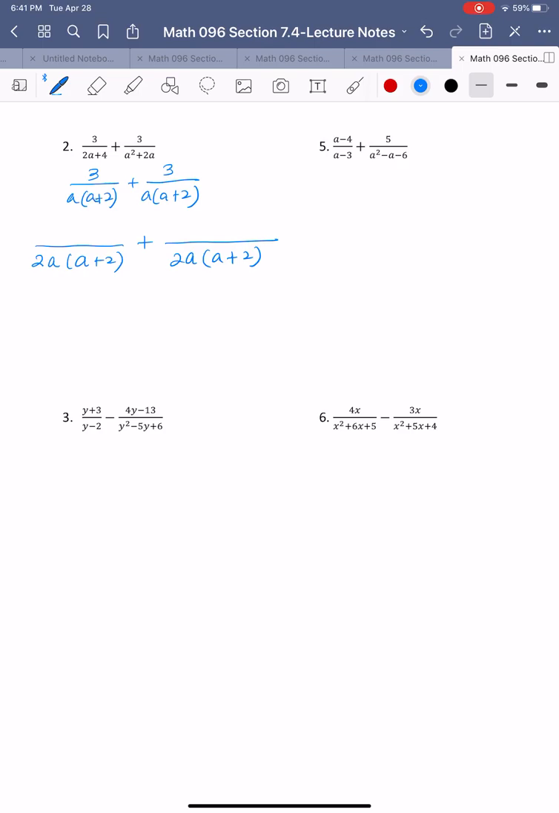Which is a missing factor in the... so now we got 2a plus 2. And the missing factor in here is going to be the... hold on.